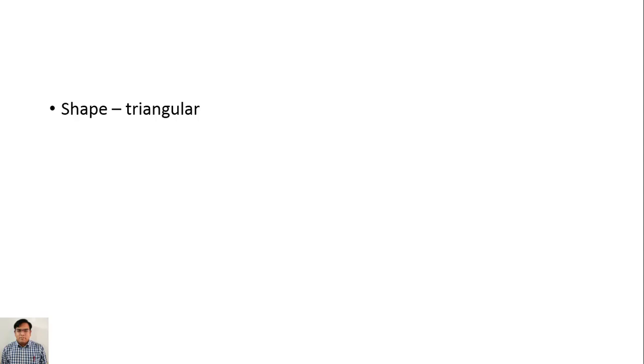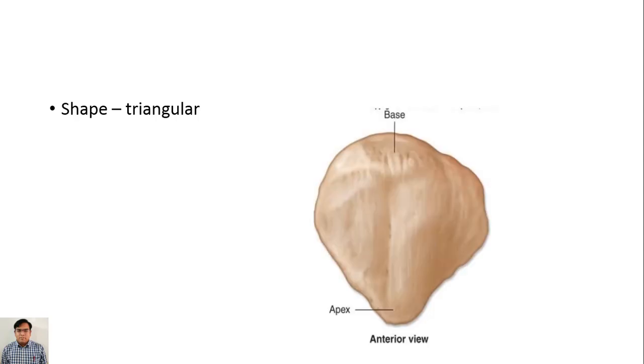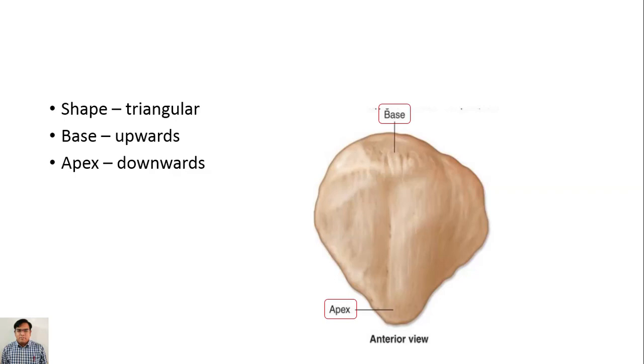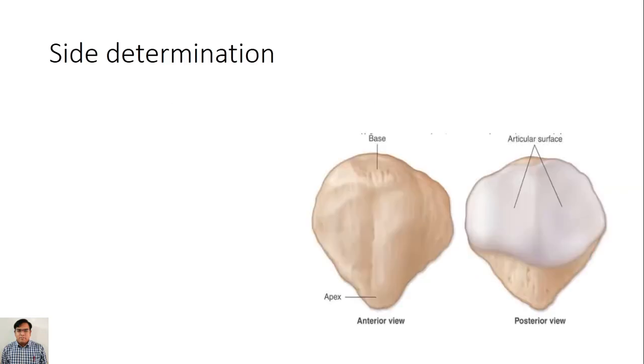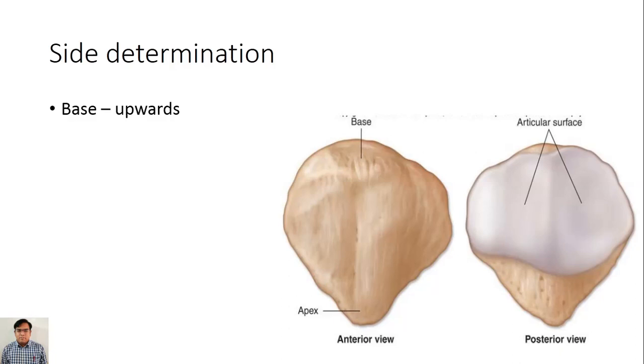Its shape is triangular like this, having base and apex. Base is directed upwards, this one, and apex is directed downwards, this one. Now the side determination. Base is directed upwards and apex is directed downwards. So it is very easy to determine the upper and lower side.